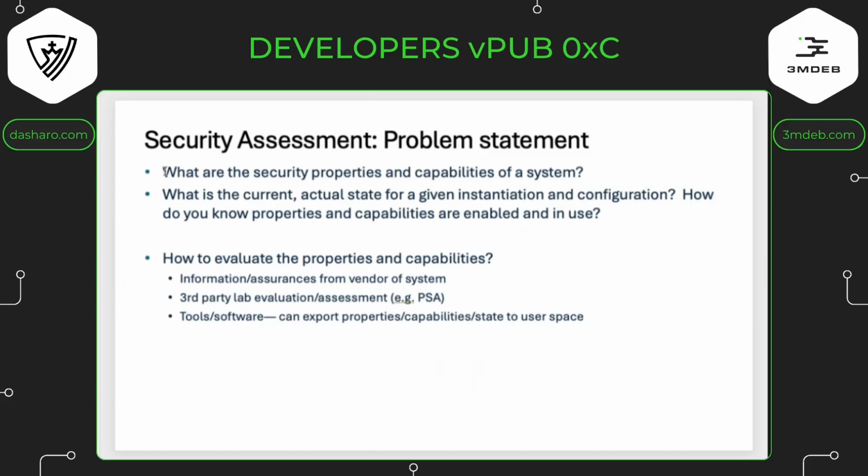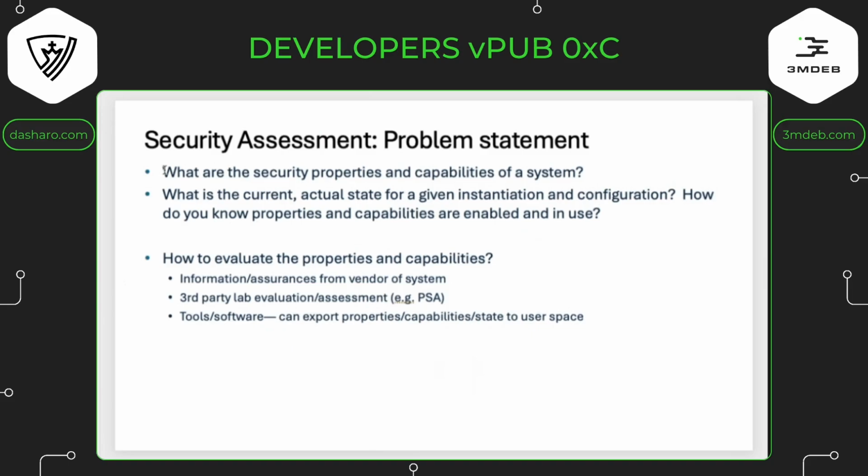And so specifically, what is it capable of? Even if it's capable, maybe something's not turned on, but the first thing you want to know is, what is the system capable of? What are the properties and capabilities? And then what's the current actual state for a given instantiation and configuration? How do you know that these mechanisms are enabled and in use? So that's the top level questions that we would like to be able to answer.